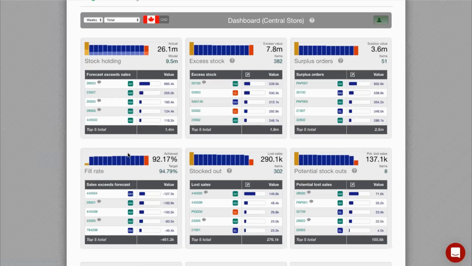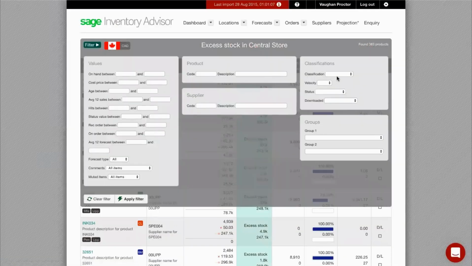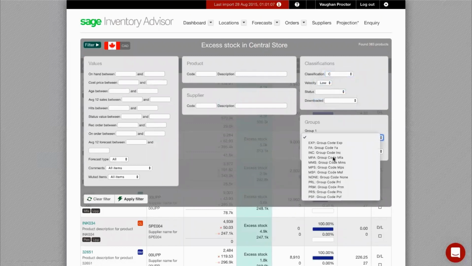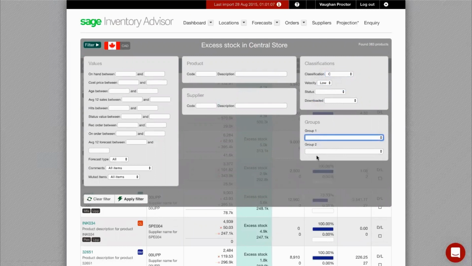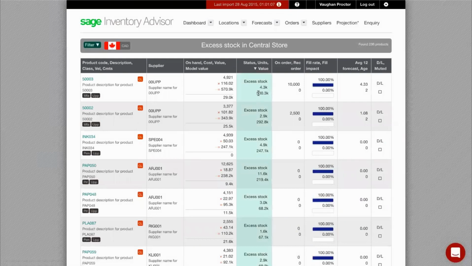Okay, so this really is your exception dashboard. You can drill into these to get full reports. So for instance, on an excess, I might want to look at just the red items in a specific grouping, or whatever is coming out of your financial system, we can filter by. We can apply that filter. It'll then show me the top red items with the top value at the top, and I can chip away at some of these red items and try and release money back into the business.